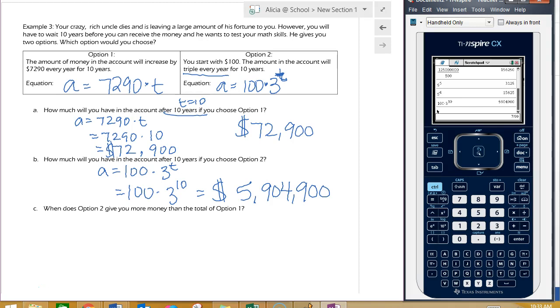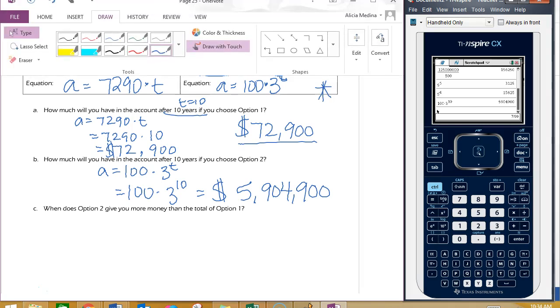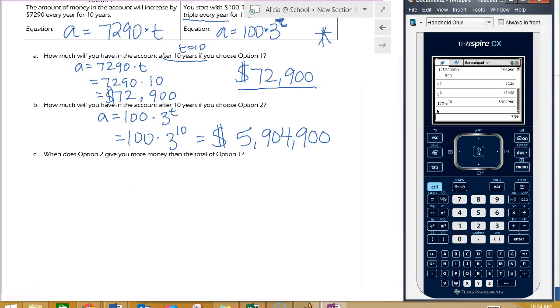When does option 2 give you more money than option 1? So if I know that this is my grand total for option 1 after 10 years, and I want to look at how many years option 2 is still good, right? Which one is giving me the most money and for how long? So what I have to do is I'm going to take my answer for option 1, 72,900, and I'm going to set that equal to my equation for option 2. This is going to tell me exactly at what point option 2 is now better than option 1.